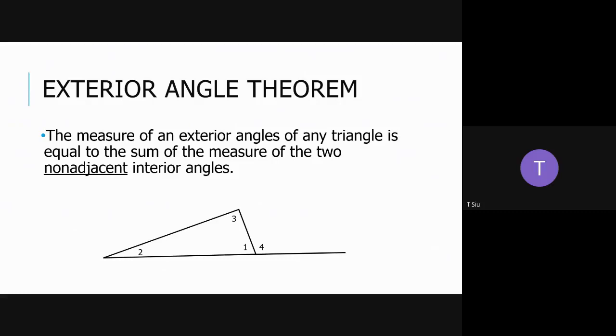So I can write the equation, the measure of angle 4 is equal to the measure of angle 2 plus the measure of angle 3. Angle 2 and angle 3 are the two non-adjacent angles to angle 4.